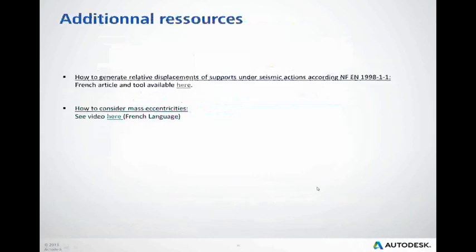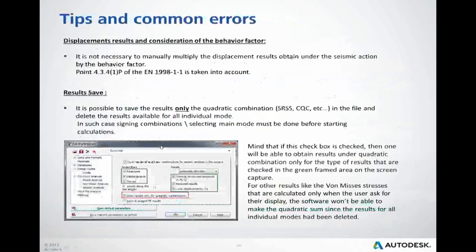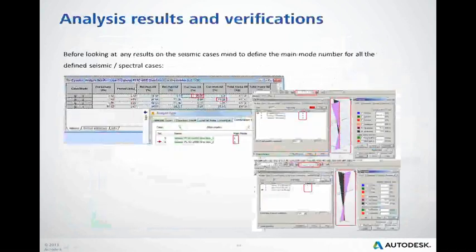Once again, our slide about assigning combinations, assigning and defining a main mode. As you can see on the screenshot on the right-hand side, on the top, you can see default results for quadratic combinations. As you may see on the diagrams, the sign of the results is the same. But if we use signing combination, a correct diagram based on the sign of the seismic cases will be generated. So not only positive values will be presented.